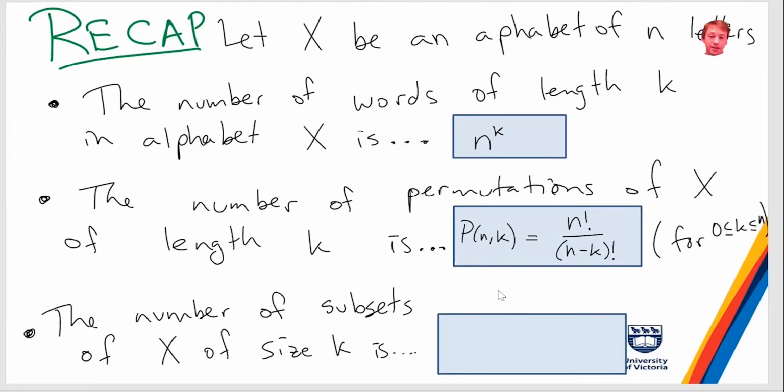And the number of subsets of x of size k, which is just a collection of k of the symbols where we don't care about the order or anything like that, is n choose k, which we also have this alternative notation C(n,k), and that's n factorial over n minus k factorial.